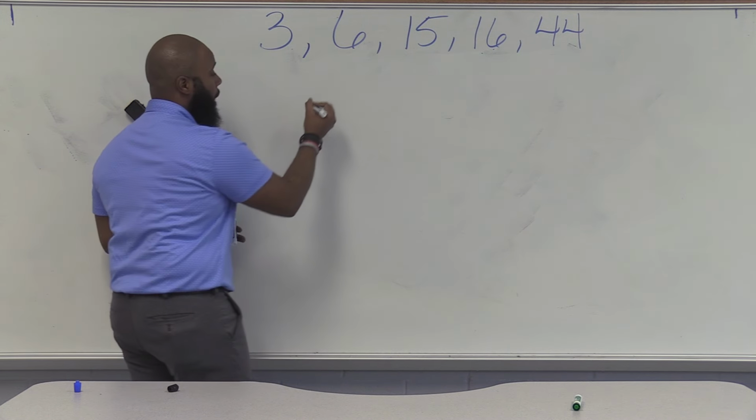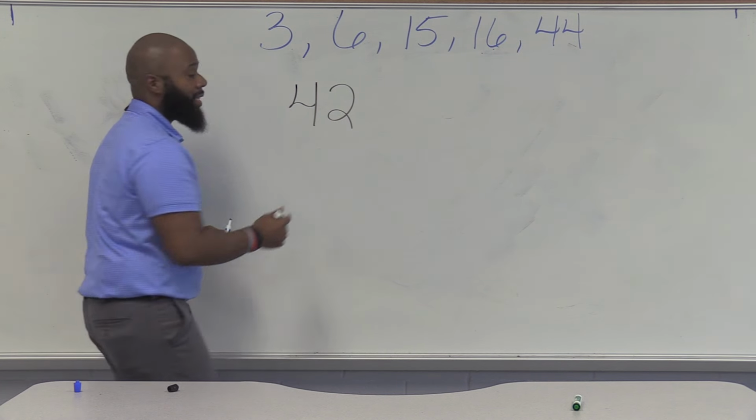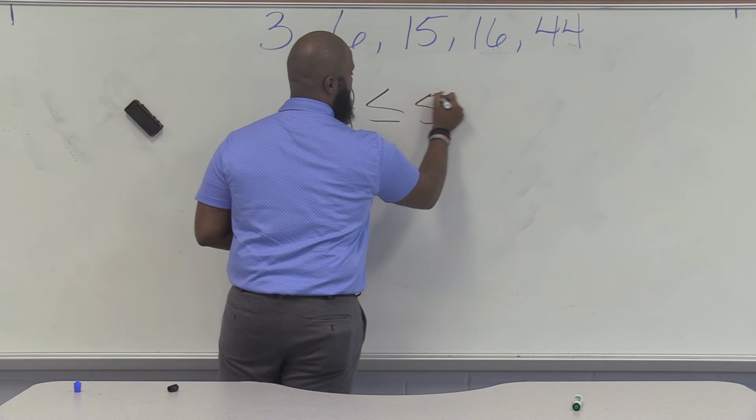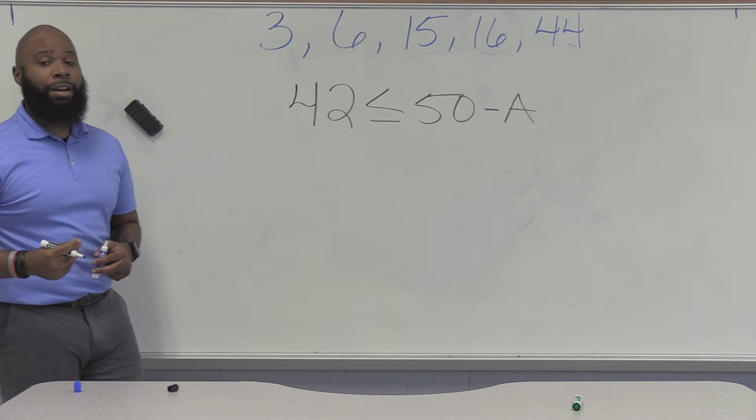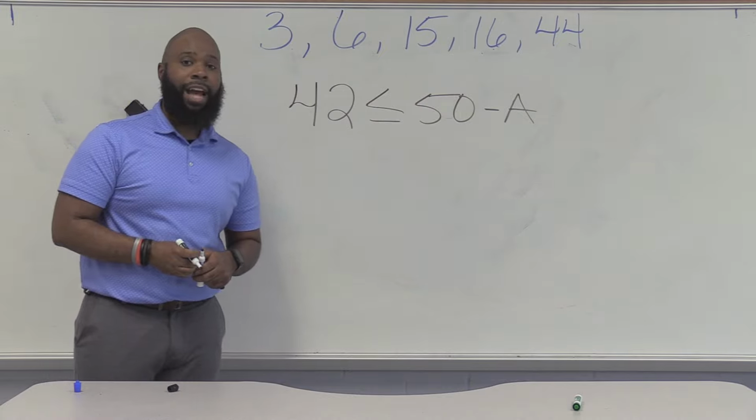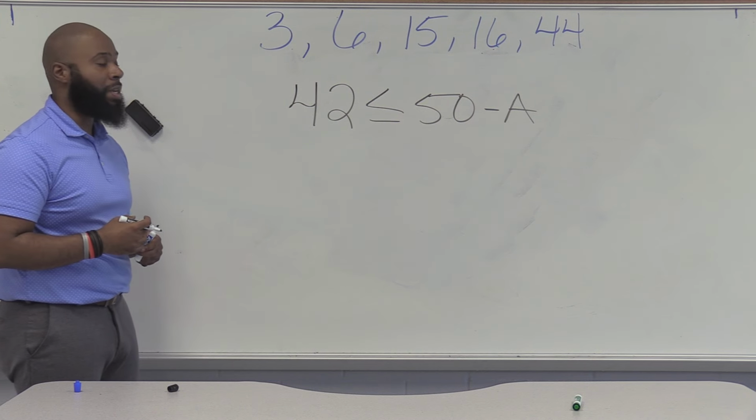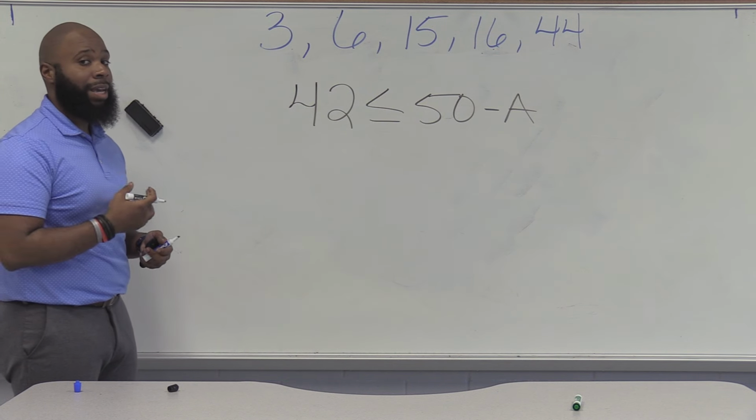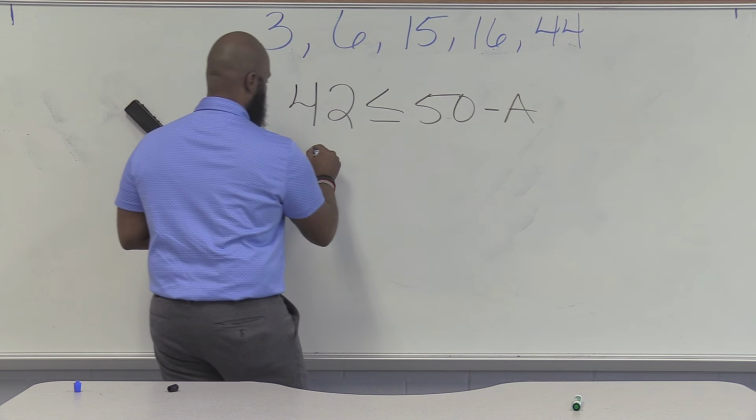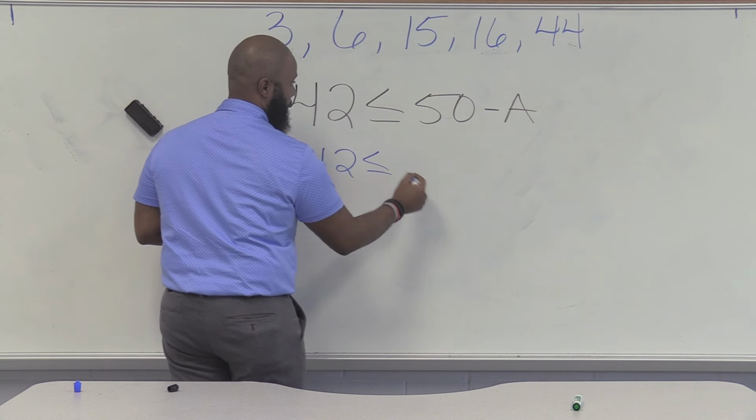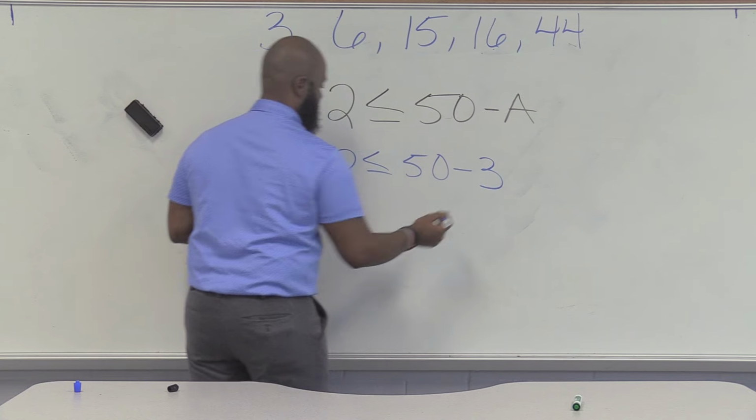My next problem I'm going to try is 42 is less than or equal to 50 minus a. So what am I going to substitute for this time? I'm going to substitute for a. So I'm going to go through my series of numbers and start substituting and figure out which one of these, or how many of these, is going to make this inequality true. So I'm going to start with 3. 42 less than or equal to 50 minus 3.